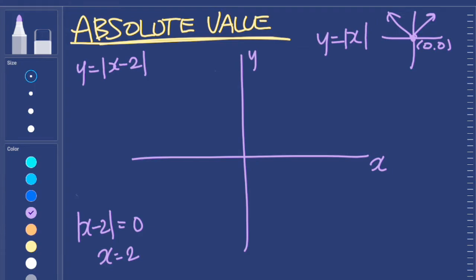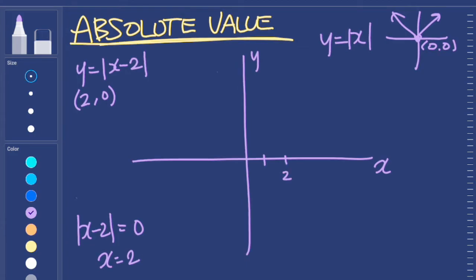So in the y equals absolute value x minus 2 graph, 2, 0 should be your point of symmetry. So let's draw this. 2 and then 0, 2, 0 is the point of symmetry. And let's draw 2 more points to the right of this point and to the left of this point, so we can see the trend in the graph and draw the whole graph.